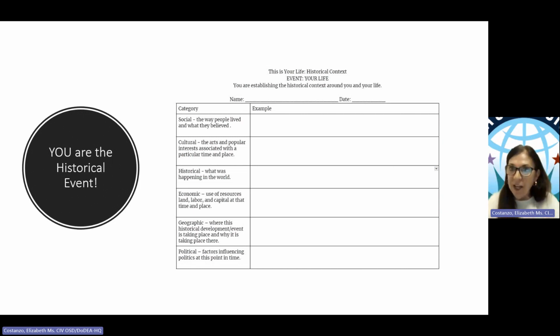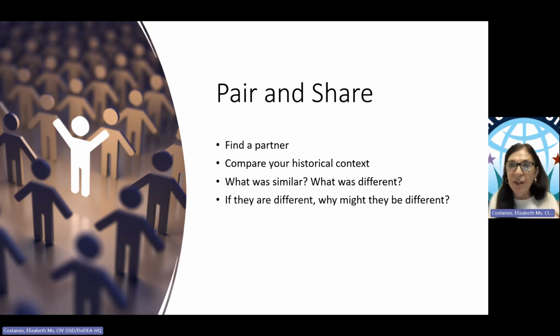So let's say we've done it. The kids are ready to go. Great. Let's move on. Okay, so great. Looks like everybody's finished up with their historical context. So we are going to partner share. We've done this many times before. I'm going to ask that you find a partner. And once you find your partner, you're going to compare your historical contexts. You're looking for what is similar and what is different. And if they are different, why might they be different? Any questions? All right, so let's find a partner. When you have your partner, raise your hand.